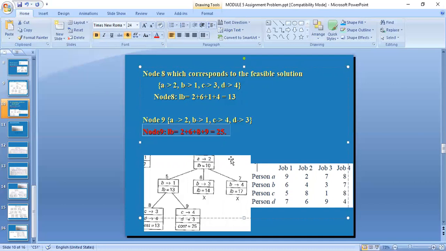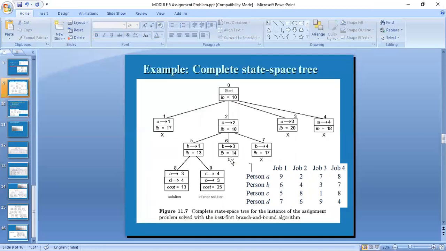So among these two, which is the optimal solution? Whether node number 8 is the optimal solution or 9 is the optimal solution. We need to keep in mind that this assignment problem is a minimization problem. So obviously, whichever has the least cost will become your optimal solution. So now the optimal solution is 13.